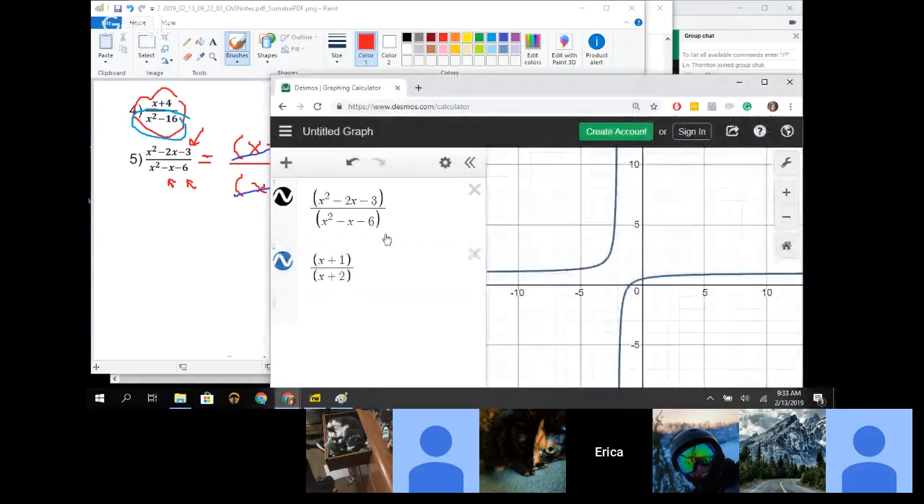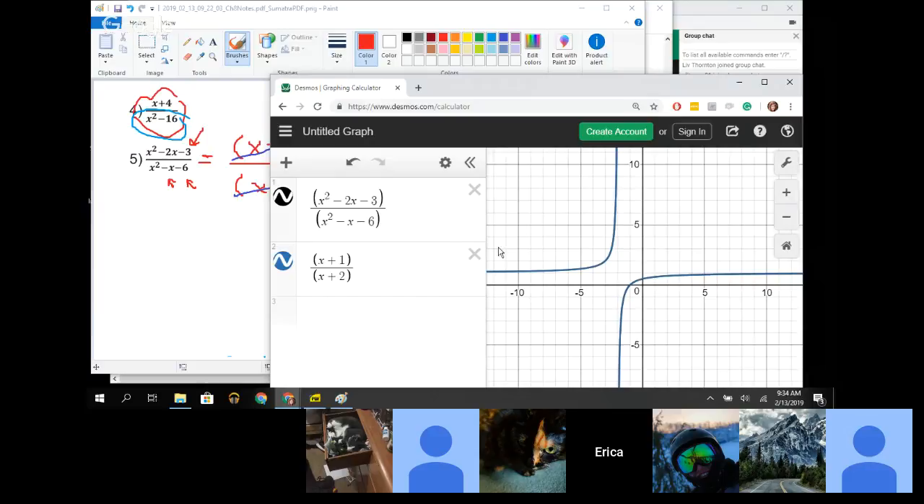Okay, so let's see. There's my blue. I turn the black on, and it turns it like a Columbia blue, and there's the black one, and they match up with each other, right? If I look at my new equation, the asymptote is when the denominator equals 0. So when x equals -2, -2 plus 2 is 0. So I have a vertical asymptote at -2.